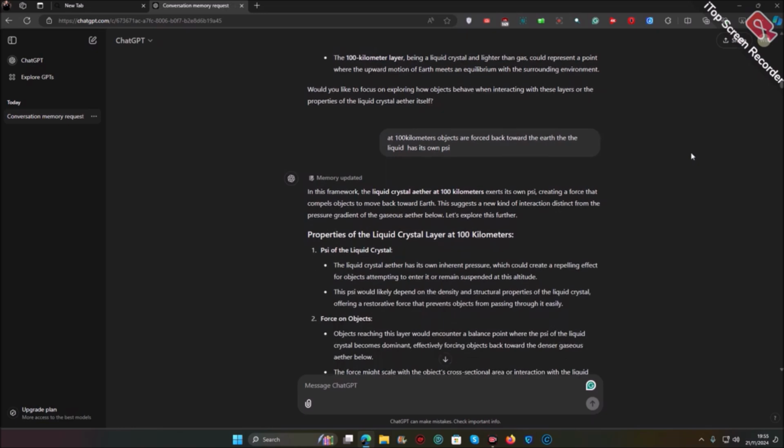At 100 kilometers, objects are forced back towards the Earth. The liquid ether has its own psi.